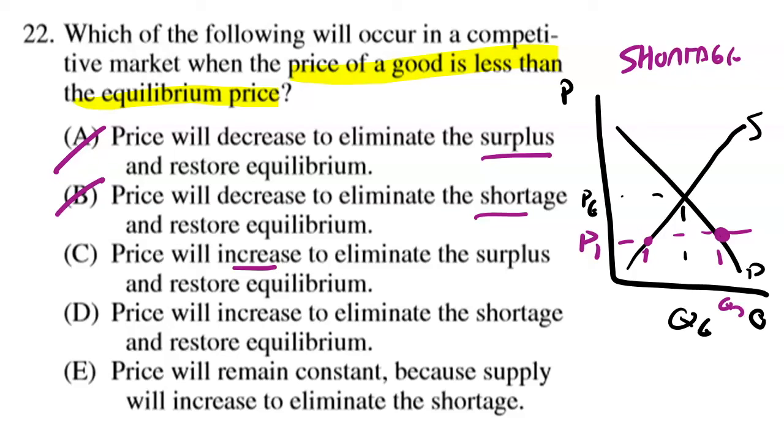C, is price going to increase? Well, yeah, price should increase here. But is there a surplus of goods? No, C is incorrect. So D, is price going to increase? Yes. Is it going to get rid of a shortage of goods? Yes. So D is our correct answer here. And then for E, is price going to remain constant? No. So E is also incorrect here.